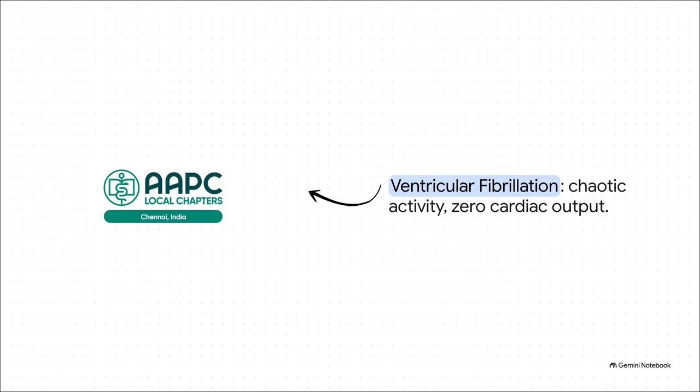Take ventricular fibrillation, or VFib. Looking at the chaotic electrical activity on a rhythm strip, you'd see the heart isn't squeezing at all. The ventricles are basically just quivering. Because there's no organized contraction, there is absolutely zero effective cardiac output. Blood circulation drops to zero instantly. This is a primary cause of sudden cardiac arrest and requires immediate action.